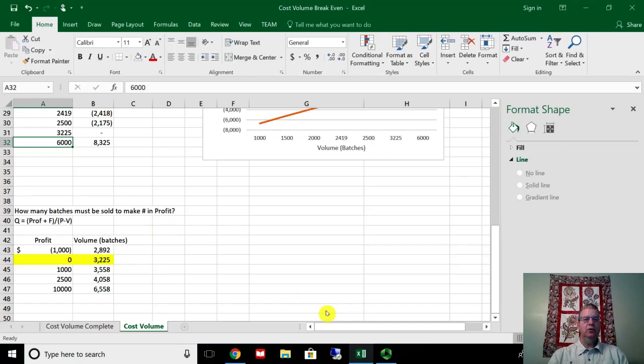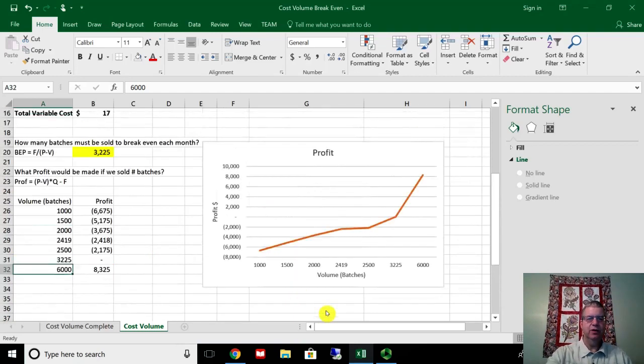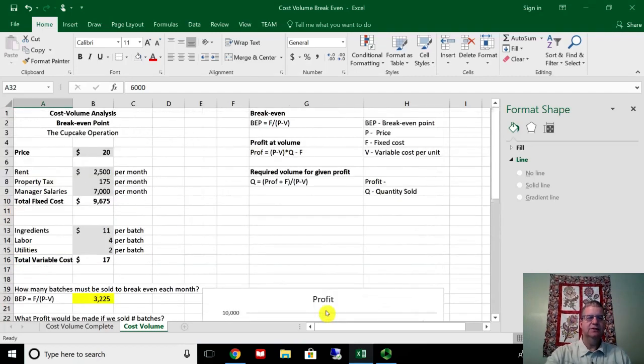Okay, so I hope that helped you out. There were quite a few different problems there for cost volume analysis. This is an important concept when you're trying to set up a supply chain business because it tells you how much volume you have to do in order to cover your cost and how much volume you have to do in order to make the profit that you're really shooting for.